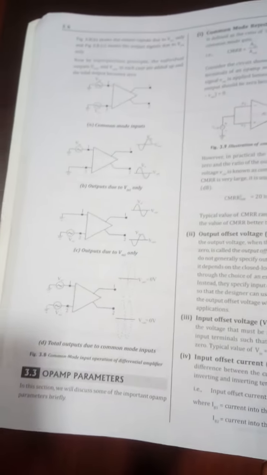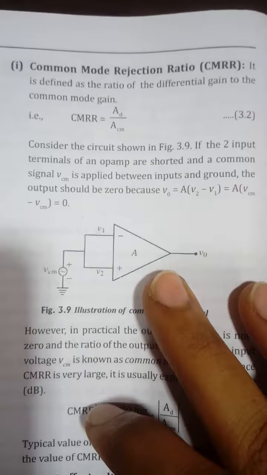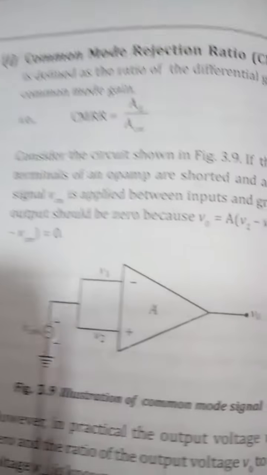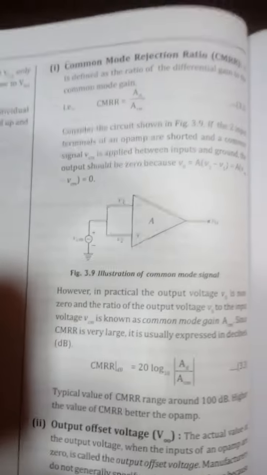So there are 10 different op-amp parameters. The first one is common mode rejection ratio, which we call CMRR. It is defined as the ratio of differential gain to common mode gain. So CMRR is given by AD by ACM. AD means the differential gain and ACM is the common mode gain. So it is the ratio of differential gain to common mode gain.